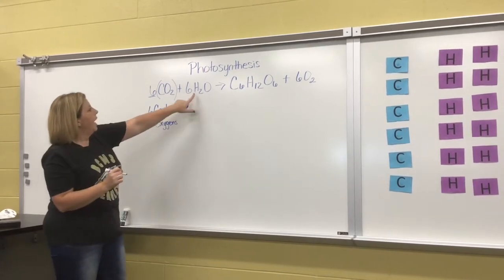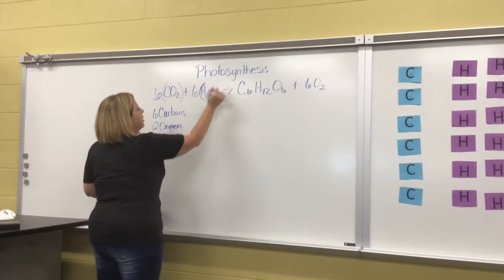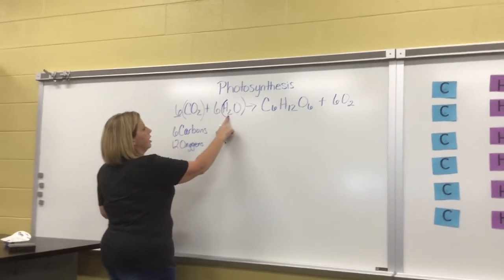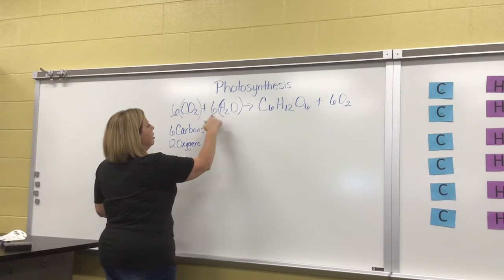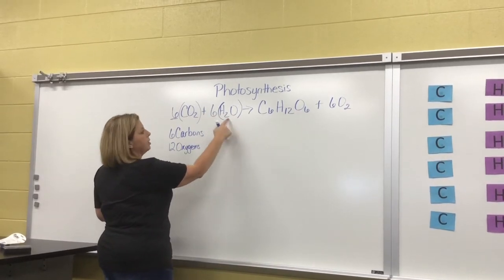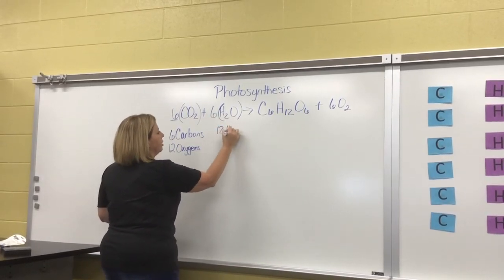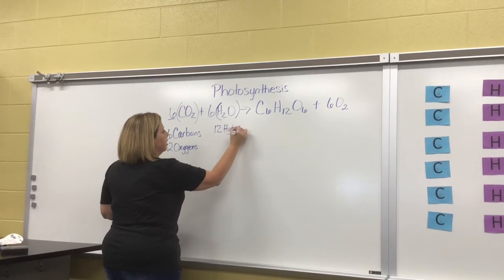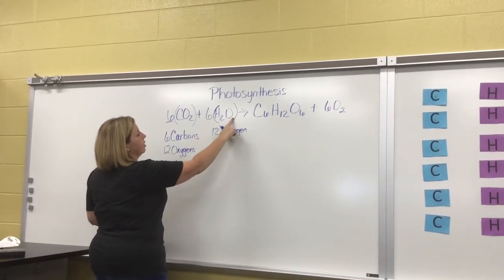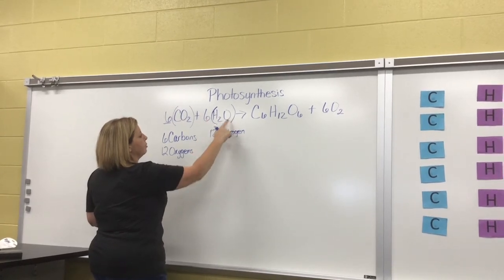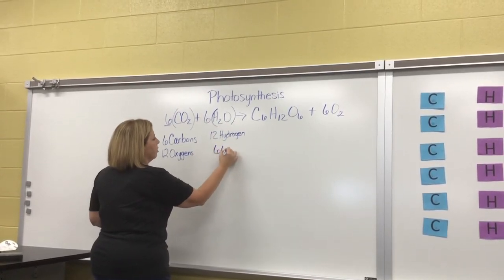Okay? And then the same thing with this 6. This 6 is going to go with the hydrogen and with the oxygen. So here we're going to have 6 times 2, that gives us 12 hydrogen. And for the oxygen, if there's no number here, it's understood to be 1. So 6 times 1, that would give us 6 more oxygen.